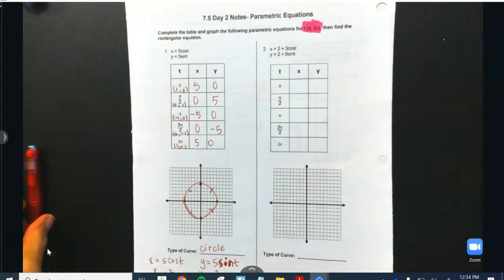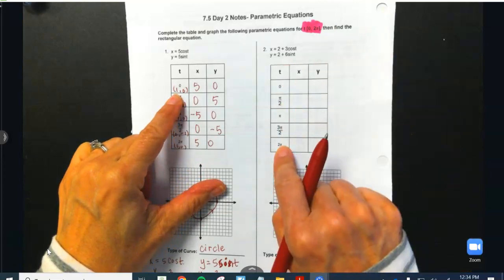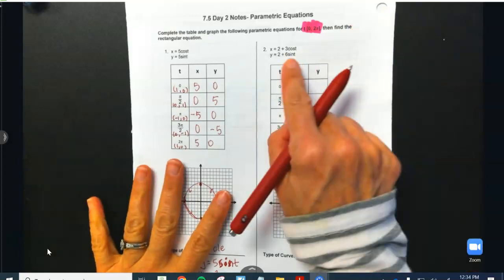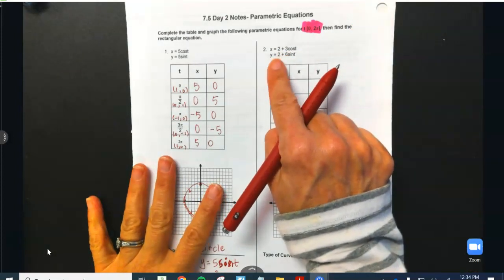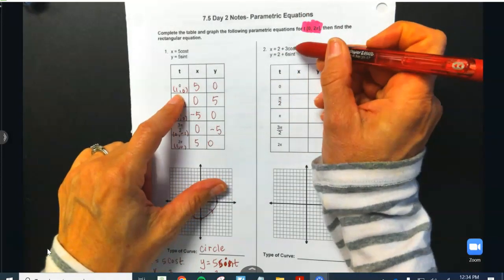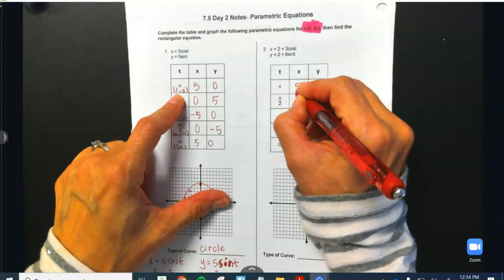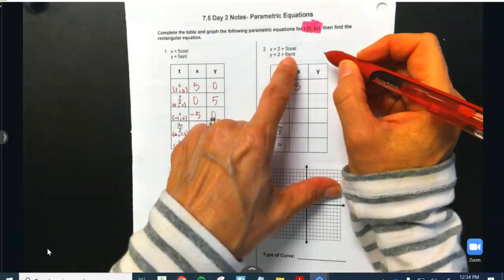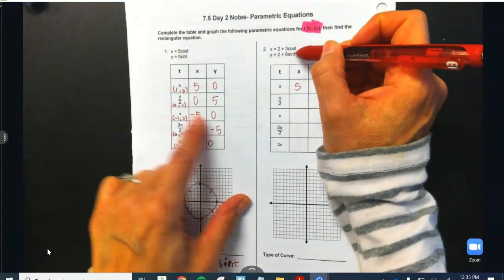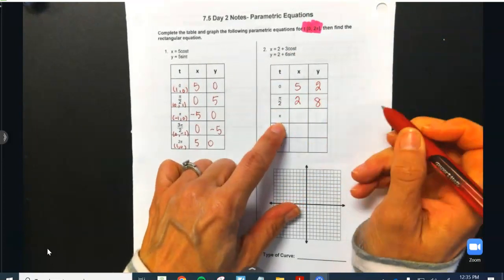All right, let's look at this one. We're going to do the same thing all over again. We're going to plug in these ordered pairs. Notice that the t column is the same, but the parametric equations have changed. So now we have 2 plus 3 cosine t, 2 plus 6 sine t. Let's go ahead and plug in these values. Cosine is a 1, so it's going to be 2 plus 3 times 1, which is just a 5. And then that is going to be 2 plus 0. For the top of the unit circle, that is going to be 2 and 8.